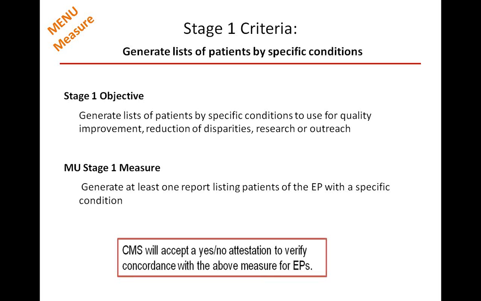Now, this is a menu measure, meaning it's one of the 10 optional measures that you must select 5 from. And if you do select this measure, attestation will simply be through a yes/no attestation. All you need to do is to say, yes, I know how to generate a list of patients from my EHR, which can then be used for quality improvement, reduction of disparities, research, or outreach. You don't have to send that list to anyone. You don't have to show evidence of what you did with that list. You simply need to be able to generate a list of patients.